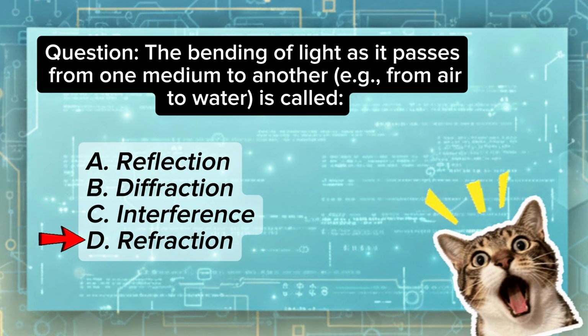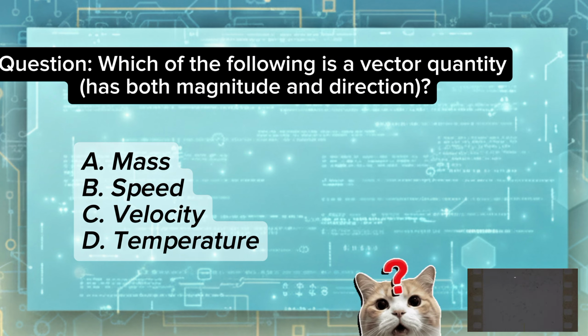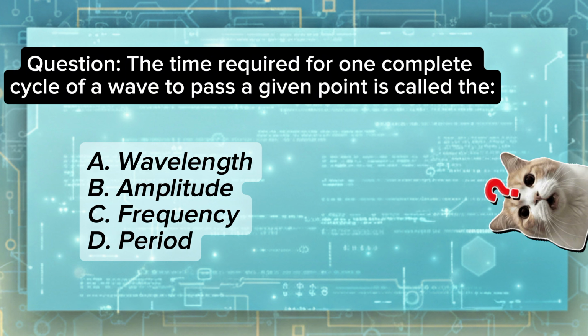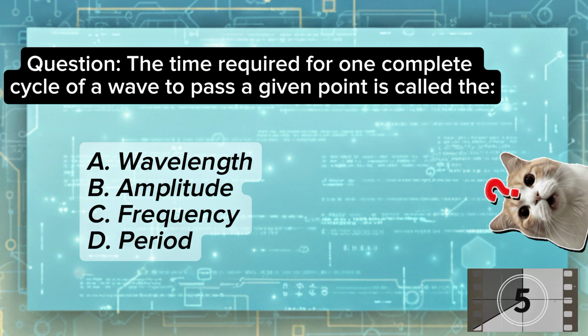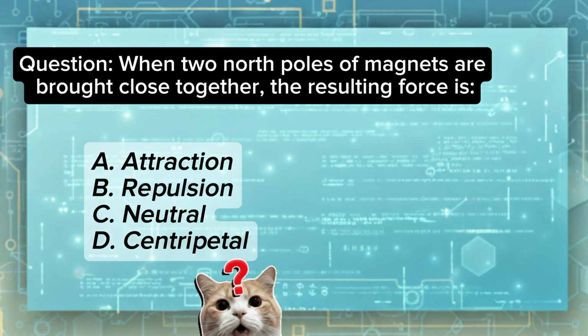Answer: refraction. Which of the following is a vector quantity, has both magnitude and direction? Answer: velocity. The time required for one complete cycle of a wave to pass a given point is called the? Answer: period. When two north poles of magnets are brought close together, the resulting force is?